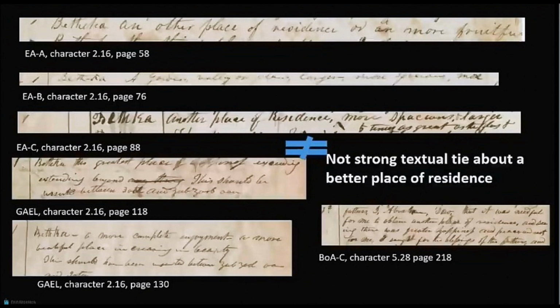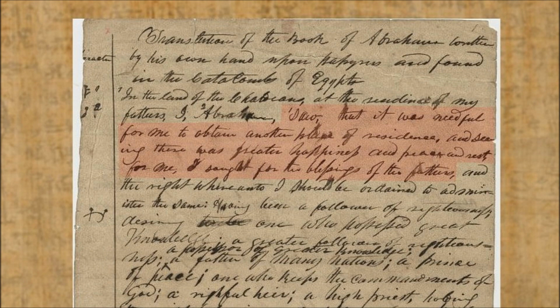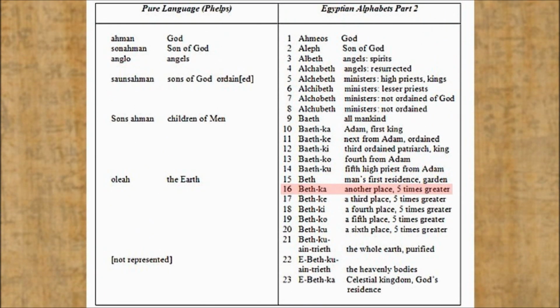Here, Muhlestein compares Beth Ka in the alphabets in Gael about a better place of residence to Abraham 1 verses 1 through 2, which states that Abraham saw that it was needful for him to obtain another place of residence, and seeing there was greater happiness and peace and rest for him, he sought for the blessings of the fathers. However, in the alphabets in Gael, Beth Ka fits into a larger scheme and has an independent evolution that has nothing to do with the Book of Abraham, although the similar wording is perhaps due to the fact that Smith dictated the first 3 verses of Abraham about the same time.